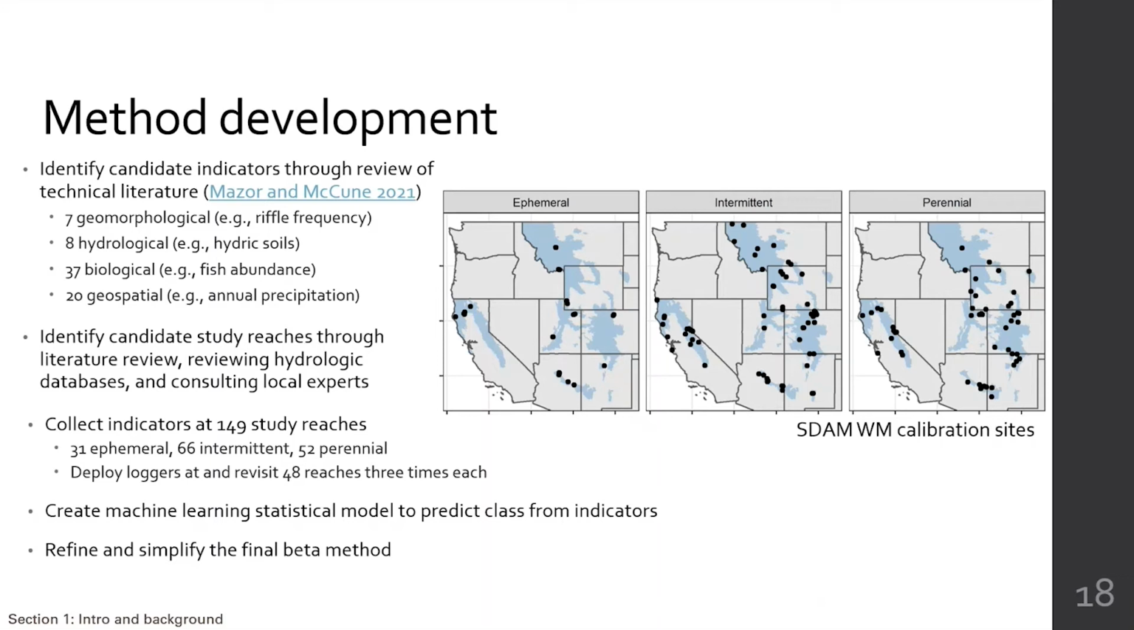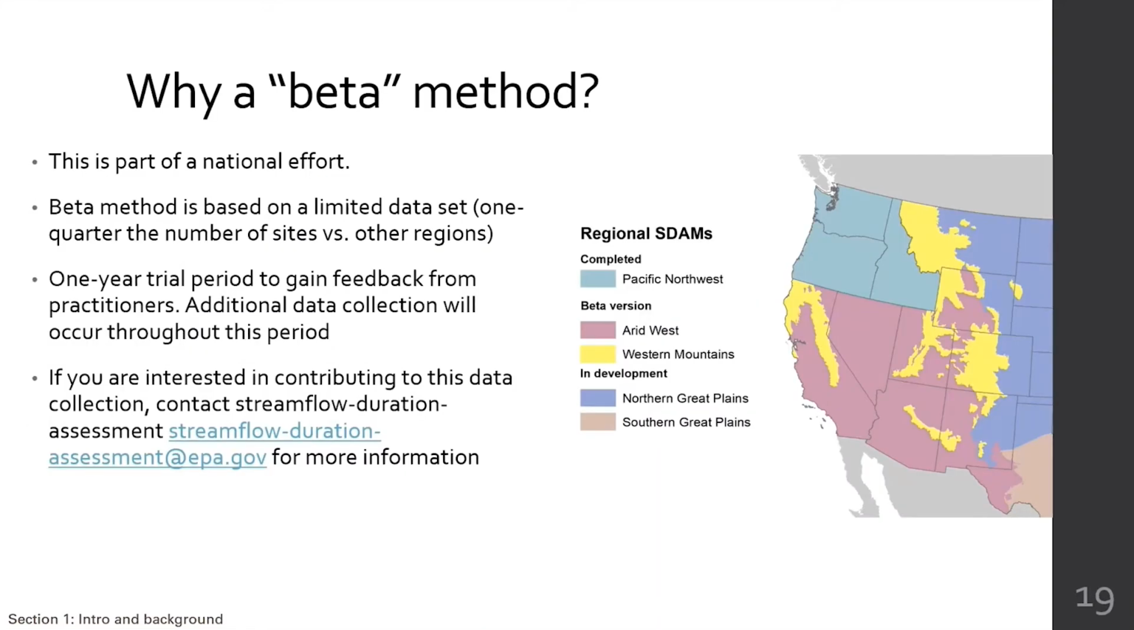We then used a machine learning statistical model to help predict class from these indicators, and then we refined these models to create the final beta method. So why is it a beta method? This is the second method that we're publishing from a series of regional efforts to create regional SDAMs for the entire US.